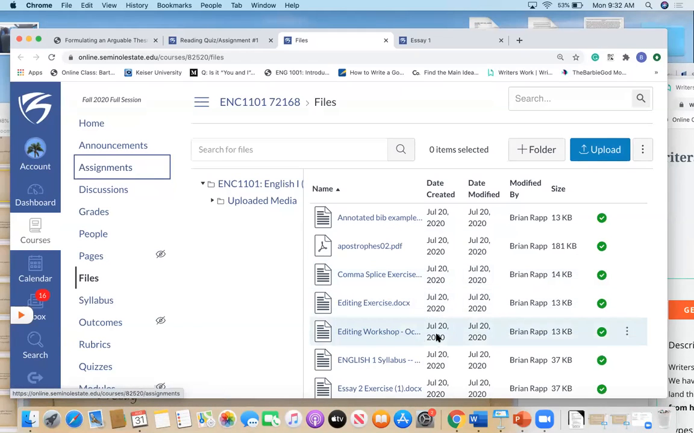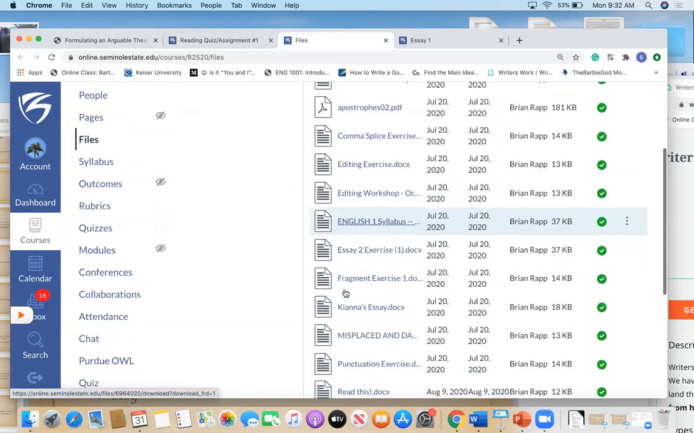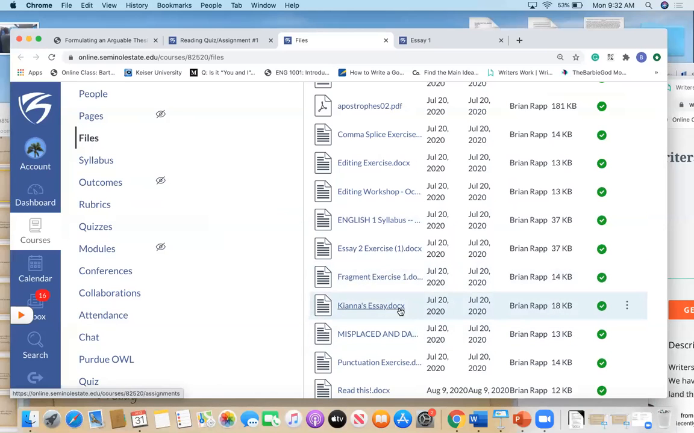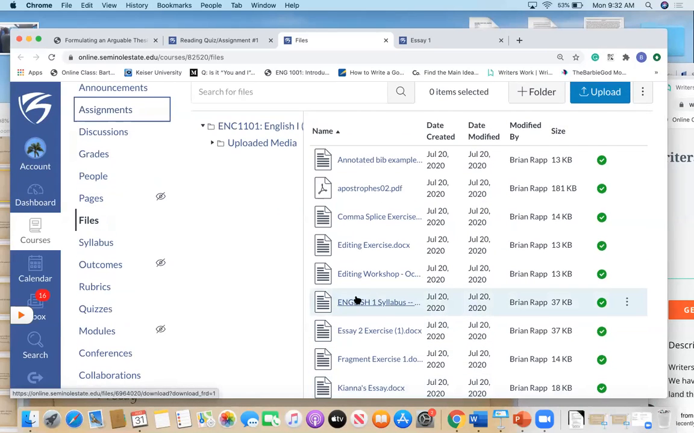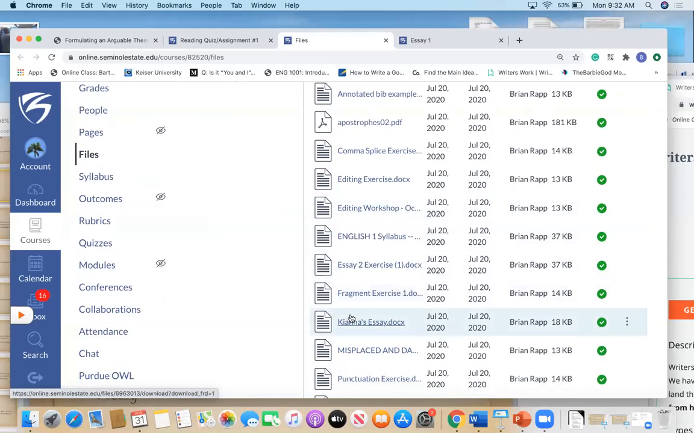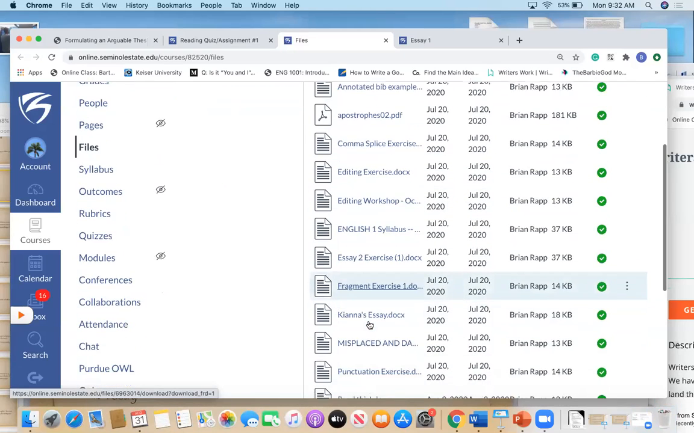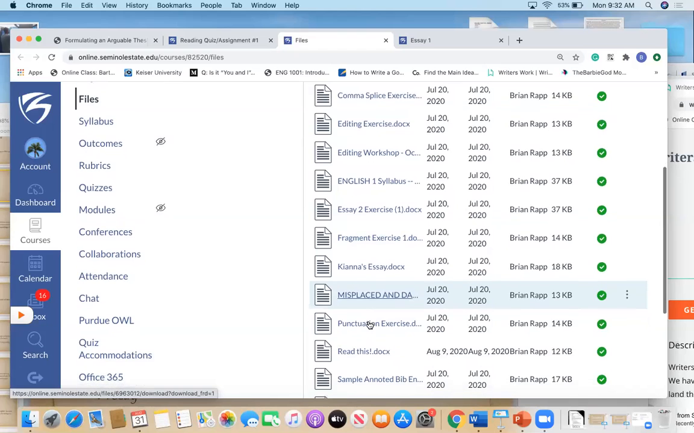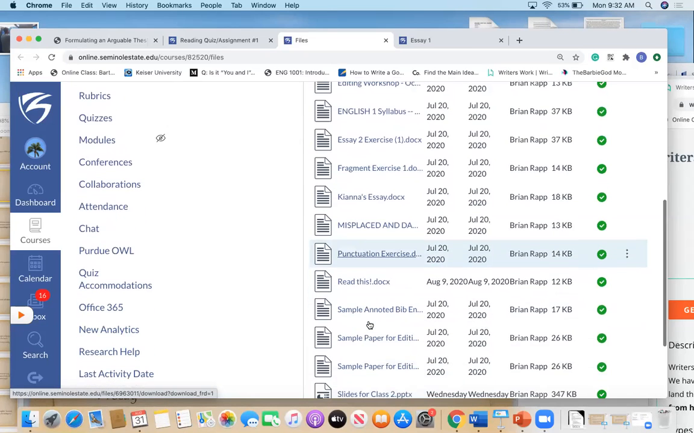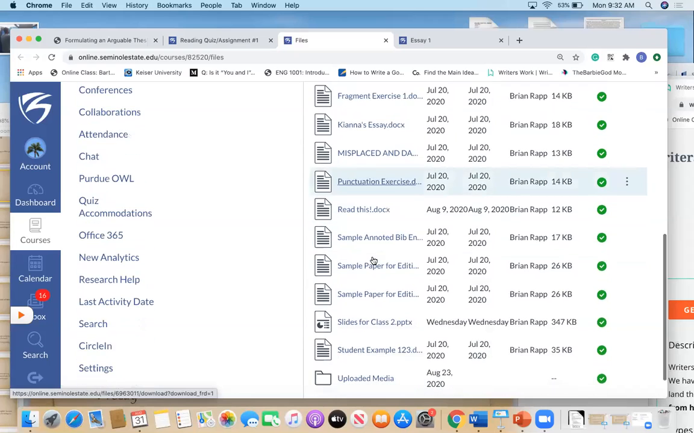We'll have some editing exercises, and these are actually from real students in the past. It's anonymous for the most part, although if you go down here, Kiana from last semester gave me permission to post her whole paper. I'm not sure which essay this one is. It might be the second one. We'll have some other exercises as we go through, like fragments and misplaced modifiers and punctuation exercises.